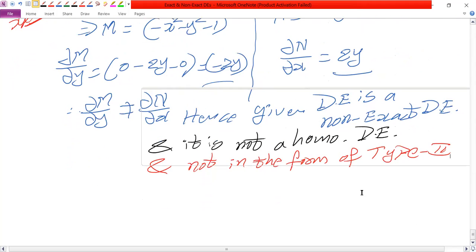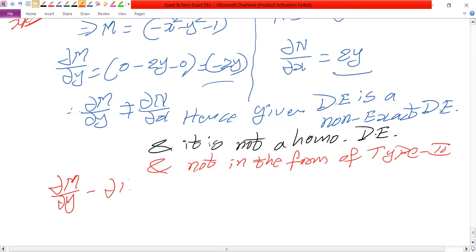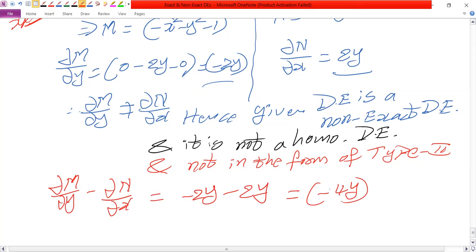Finding that ∂M/∂y and ∂N/∂x is a very important step. So writing in red color, ∂M/∂y minus ∂N/∂x. ∂M/∂y is minus 2y, minus ∂N/∂x is plus 2y. If we do these two things, what will we get? Minus 4y. We are getting only one term here, but it is in functions of x or y. That is not important for us.